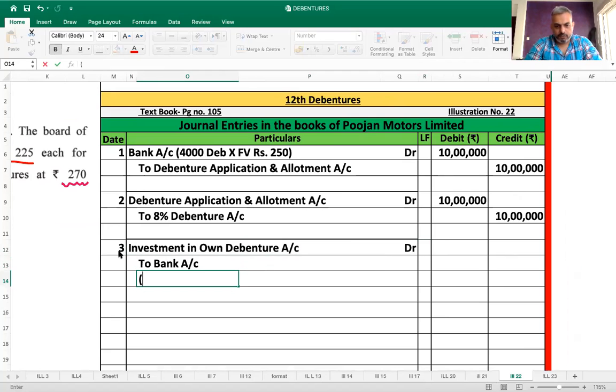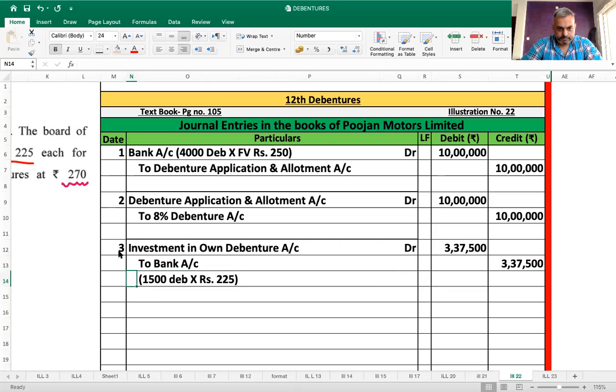Now I'll do the working over here. We purchased 1500 debentures into rupees 225. So let's calculate, 1500 into 225. So 3,37,500. Close it.